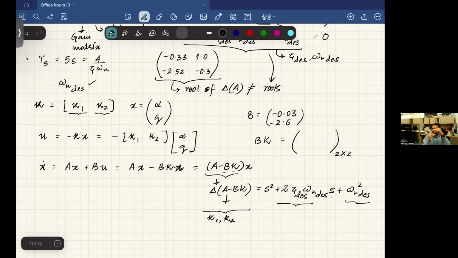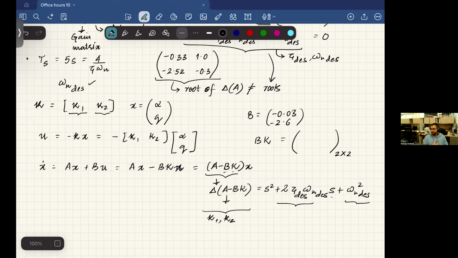roots. So I am going to write out the characteristic equation. The coefficients of the characteristic equation will contain K1 and K2. And then I have two unknowns, K1 and K2. I have two coefficients, one of the S and one of the constant part. Go ahead and compare them and you are done. You get K1 and K2.